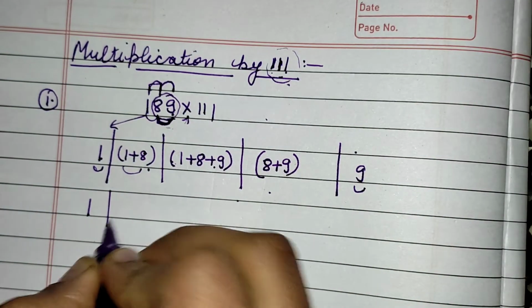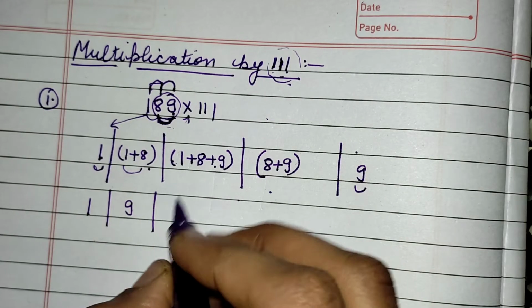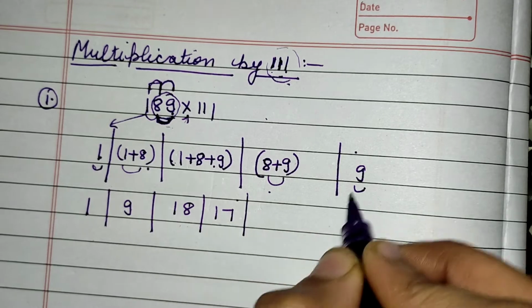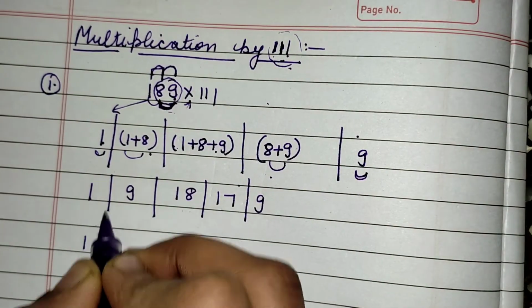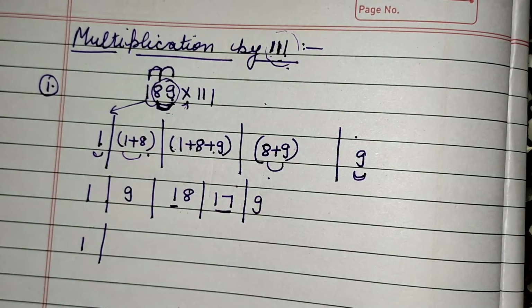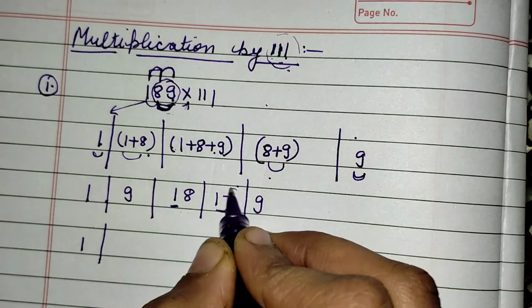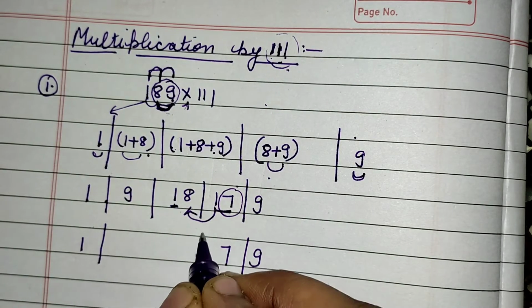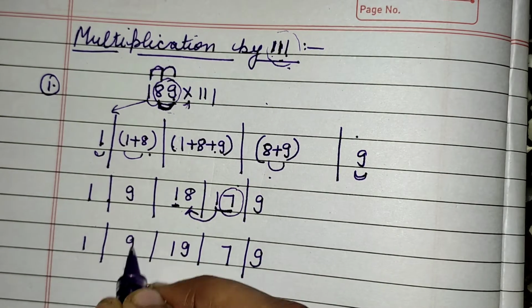So what we get as the answer: 1. From here we get 9. From here 9 plus 1, 10, plus 8, 18. From here we get 8 plus 9 as 17, and this will be 9. Okay, so as I have told you earlier also, you cannot have two digit numbers at a single place. So write down your answer from the back side: 7 will remain here and 1 plus 18 will become 19. So 19, and this is 9.